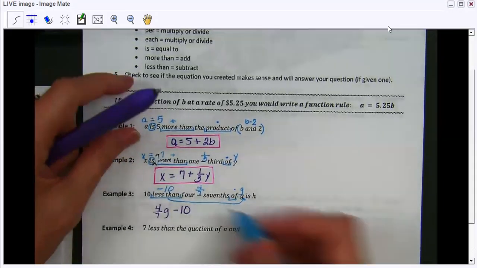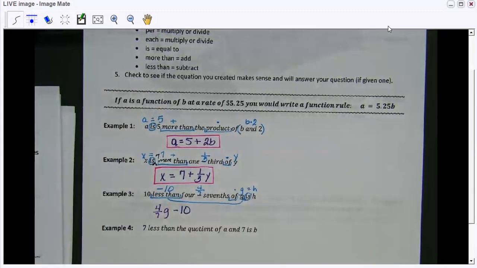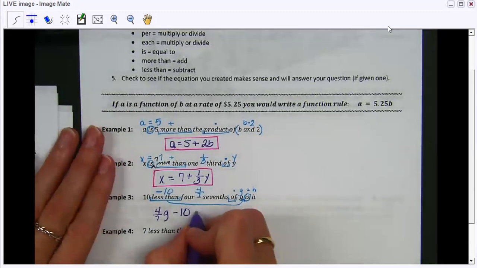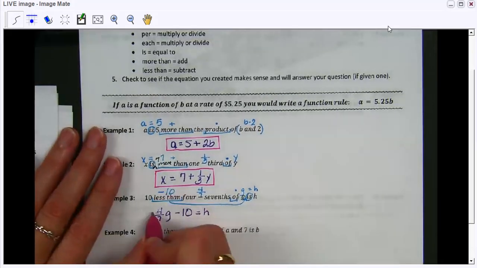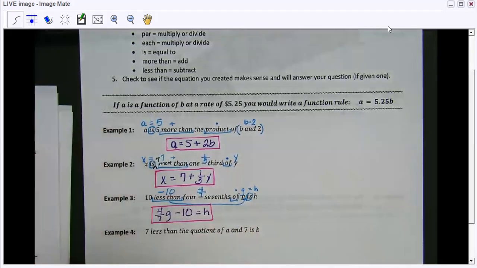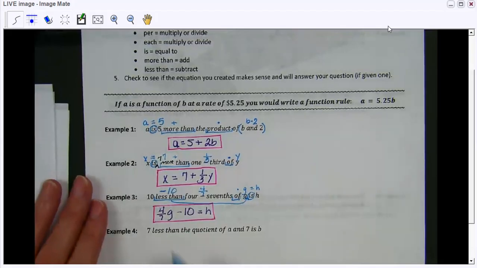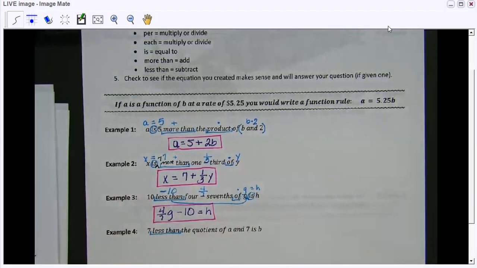And then if I finish annotating, is here means equals H. So 4/7 G minus 10 equals H. Example 4 is similar. It has the less than, so that tells you that you're going to subtract the first term from the second term.